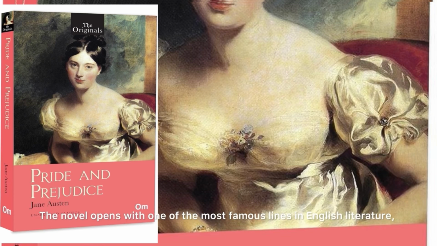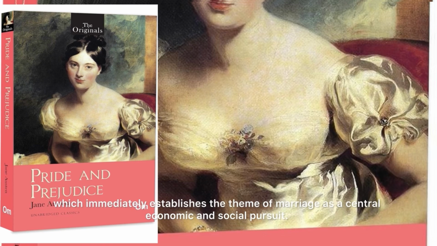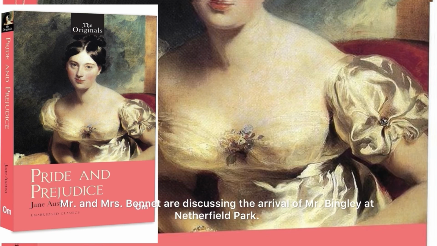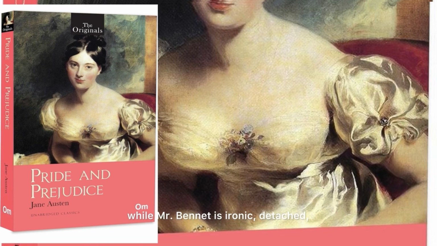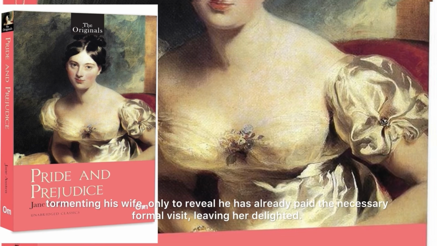Chapter 1. The novel opens with one of the most famous lines in English literature, which immediately establishes the theme of marriage as a central economic and social pursuit. Mr. and Mrs. Bennet are discussing the arrival of Mr. Bingley at Netherfield Park. Their dialogue brilliantly characterizes them. Mrs. Bennet is excitable and single-minded in her quest to marry off her daughters, while Mr. Bennet is ironic, detached, and amused by his wife's nerves. He teasingly refuses to visit Mr. Bingley, tormenting his wife, only to reveal he has already paid the necessary formal visit, leaving her delighted.